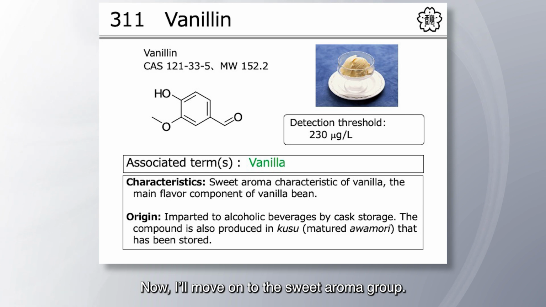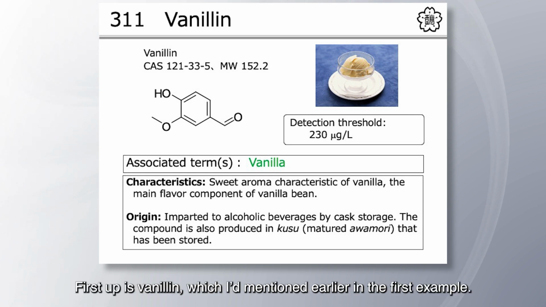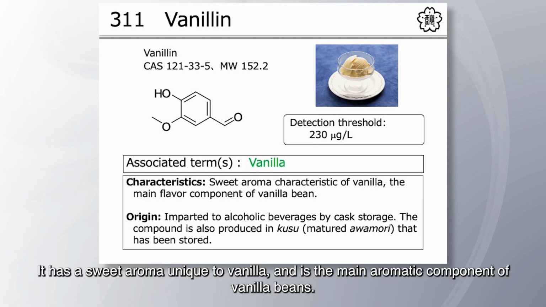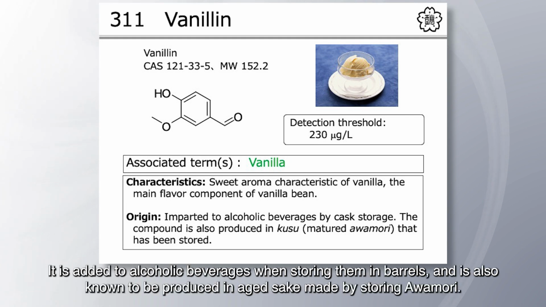Now I'll move on to the sweet aroma group. First up is vanillin, which I'd mentioned earlier in the first example. It has a sweet aroma unique to vanilla and is the main aromatic component of vanilla beans. It is added to alcoholic beverages when storing them in barrels and is also known to be produced in aged sake made by storing awamori.